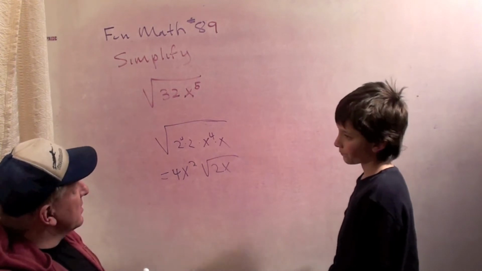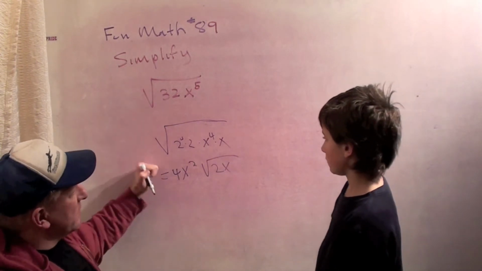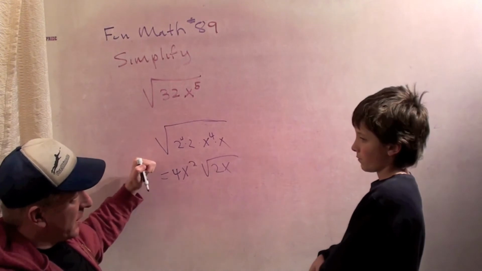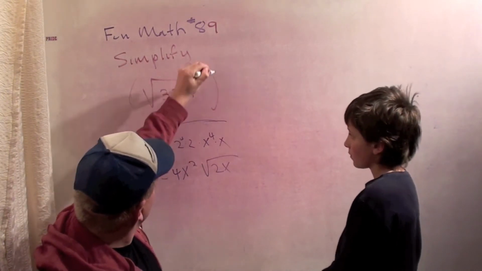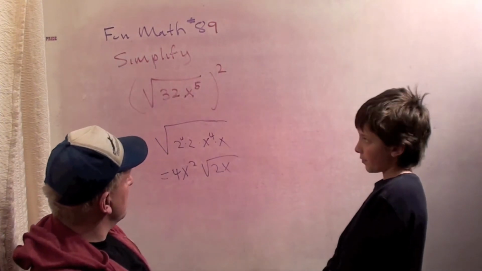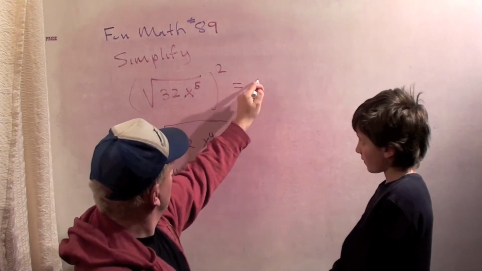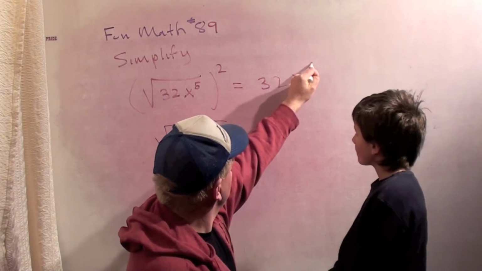Now, let's just check and see that that's true by squaring both of these expressions and seeing if we get the same thing. What do I get when I square the square root of 32x to the 5th? You get 32x to the 5th. Okay, I get 32 times x to the 5th.